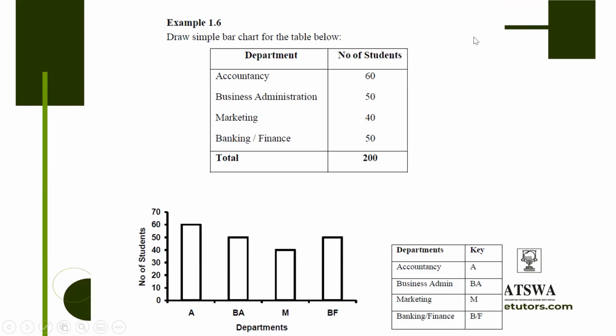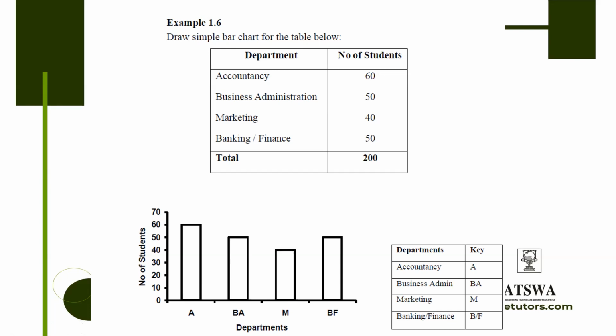So this is a question. The first example says, draw a simple bar chart for the table below. Now, this is where the question is ending. Just this table. This table is the question we are referring to.